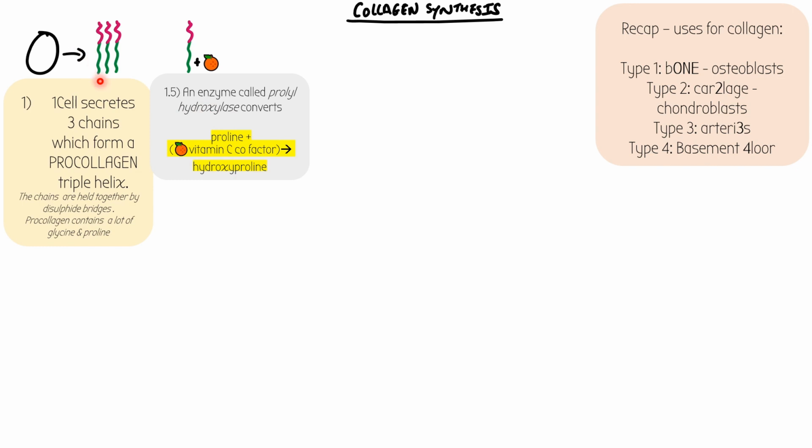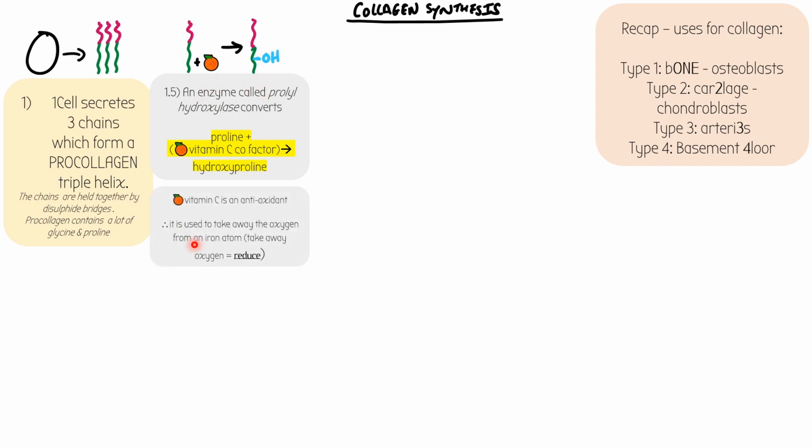Now it's going to happen to each of these chains in the triple helix. So this one, this one, this one. But just for simplicity, I'm just showing it as one chain. So it's going to add vitamin C and prolyl hydroxylase. The vitamin C is going to reduce this basically and add a hydroxy group in it.